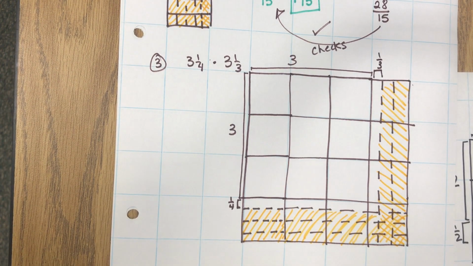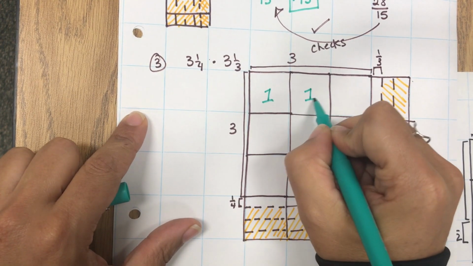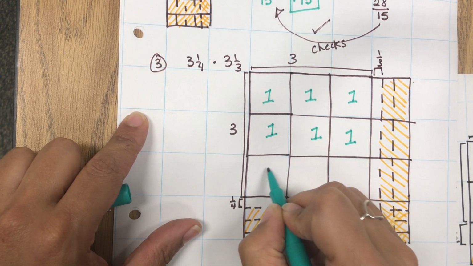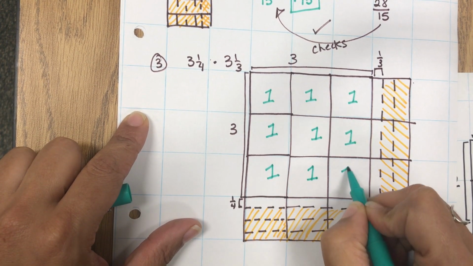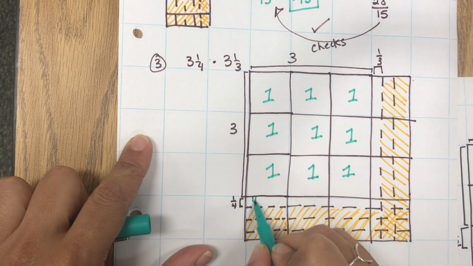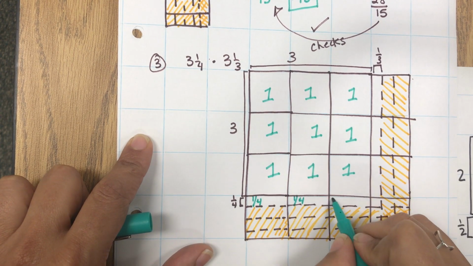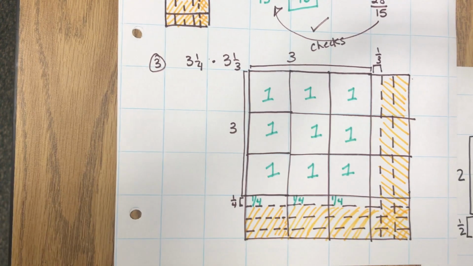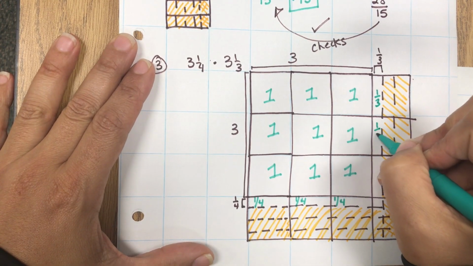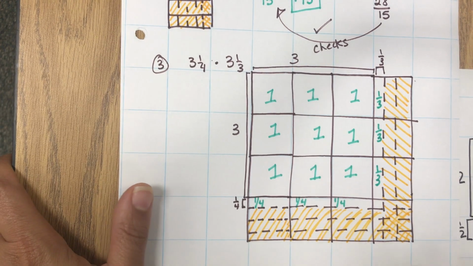Then I'm going to go ahead and label like I did before. This is 1 whole, 1 whole, 1 whole. I'm going to label all of these. Here, this is 1/4. I have 1/4 here, and 1/4 here. Here I have 1/3, 1/3, and 1/3. Now this is the part that can get kind of tricky.